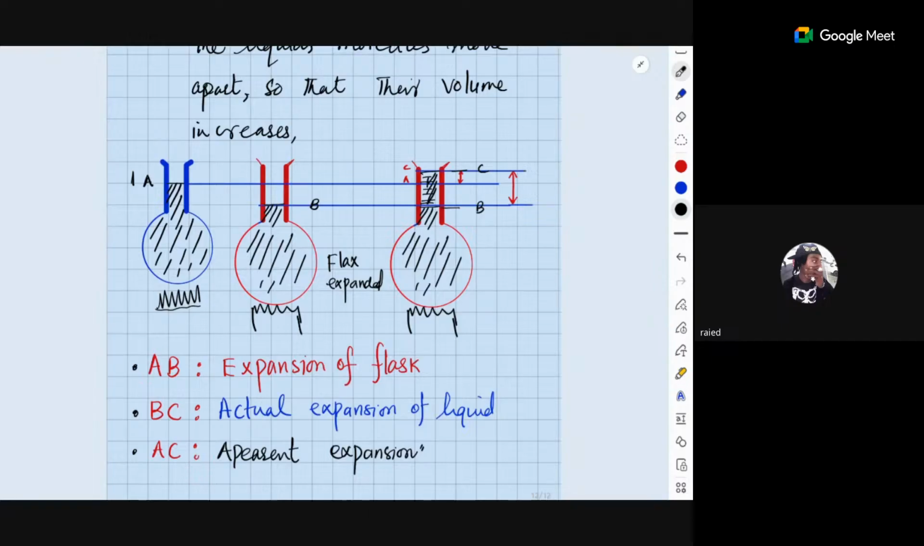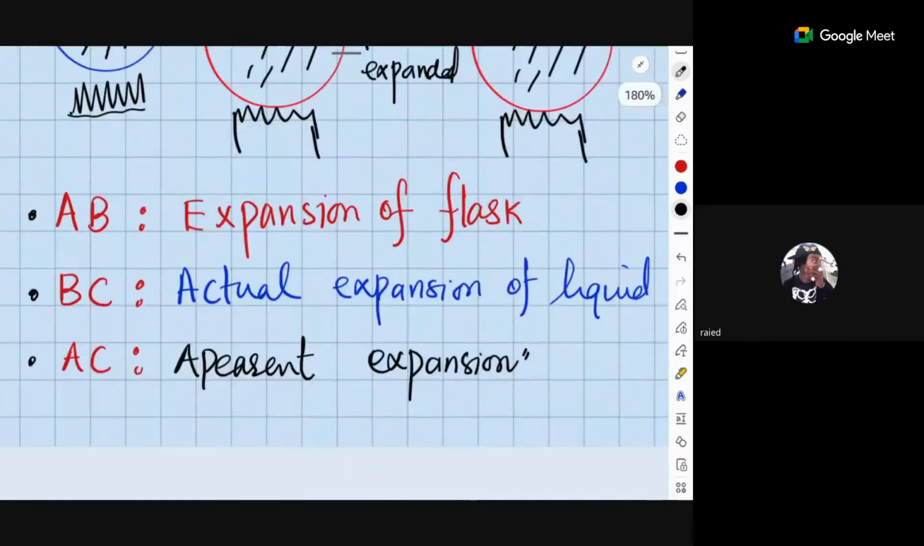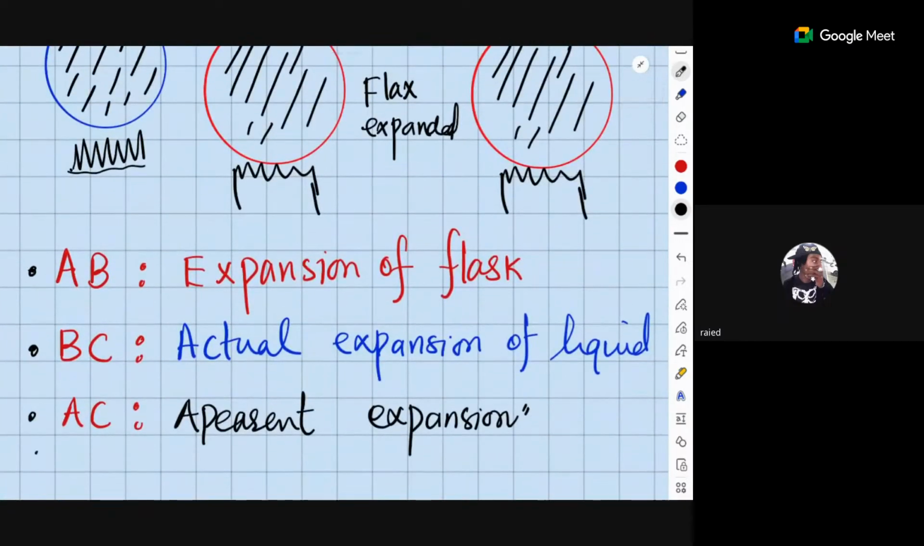Any question till this point? No, sir. Okay, so this is a very rare question. It is asked to you, but it is a complicated question. I mean, most of the students are not able to answer this.